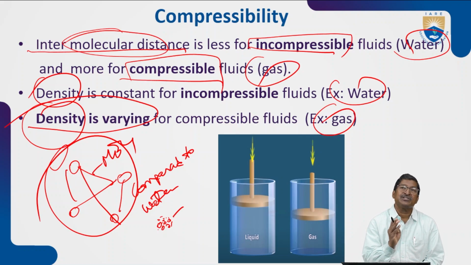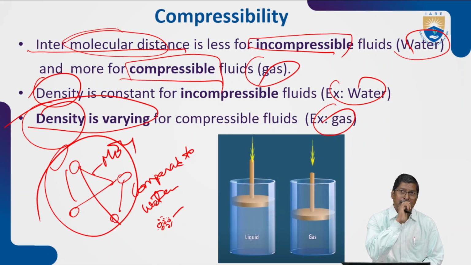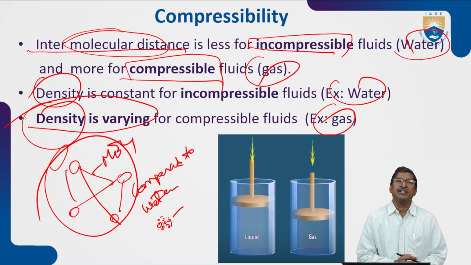If there is a change in volume, or a change in density, both are called compressible fluids. If any fluid has that property, either volume change or density change, it comes under compressible fluids. If there is no change in density and no change in volume, those fluids are called incompressible fluids. An example of an incompressible fluid is water. An example of compressible fluids is gas.